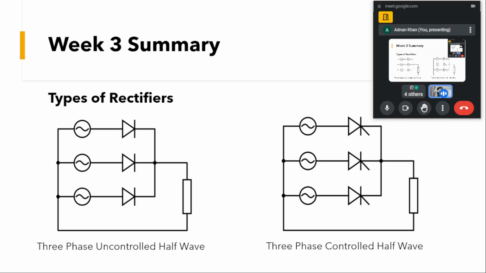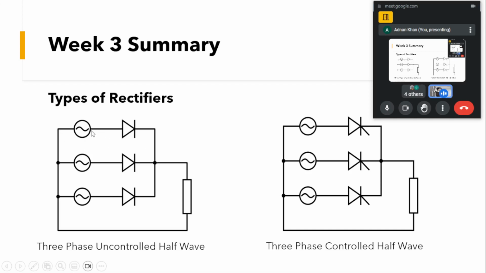And what was taught later on was about three phase rectifiers. In three phase, we also have half wave and full wave rectifiers. Here you can see the first picture is a three phase uncontrolled half wave rectifier, because the devices being used, as I already told, are diodes, over which we don't have any control of the turn on or turn off.